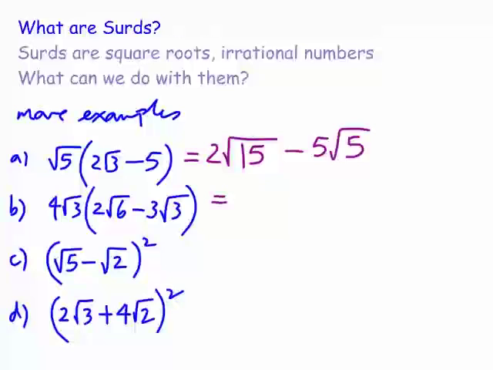Hopefully we've got 4 root 3 times 2 root 6. We multiply the numbers together on the outside of the square root signs. 4 times 2 is 4 2s are 8. And we multiply the numbers underneath the square root signs together as well, and put them underneath the square root sign. So it's 3 6s are 18. Now we'll be able to simplify this, which I'll do shortly.